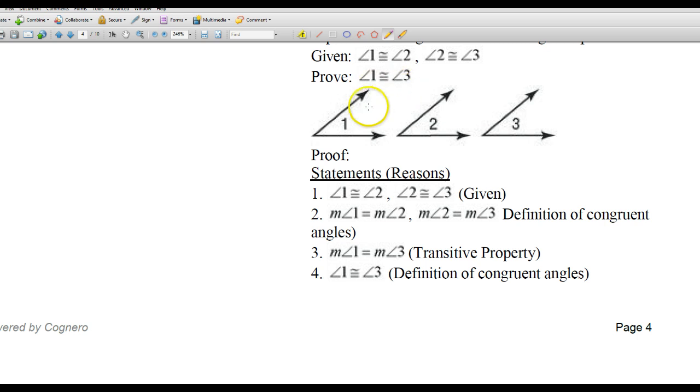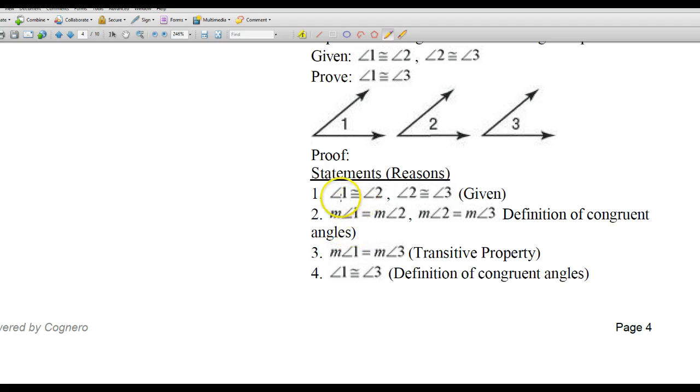So the first thing that we'd want to do is state three angles. So we draw our angles. This is what we're given. This is what we're trying to prove. And then we set up our statements and reasons. So our first statement, we're going to state the given information. Angle 1 is congruent to angle 2, and angle 2 is congruent to angle 3. Based off of this information, we can say that the angles have the same measure by definition of congruent angles.